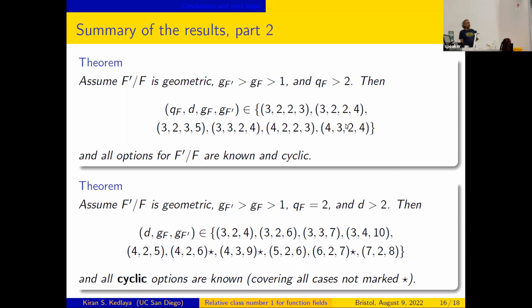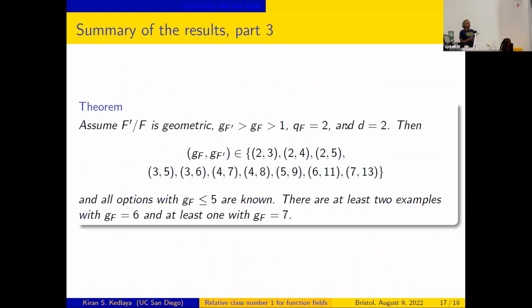And then finally, for D equals 2, you have a complete classification except when the base field has genus 6 and 7, because that computation is not included in this paper. But I do have examples for both of these. There are at least 2 examples with G equals 6 and at least 1 with G equals 7. You can ask me afterwards how I found them.